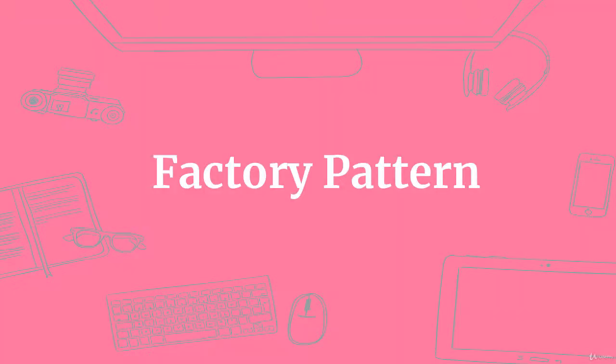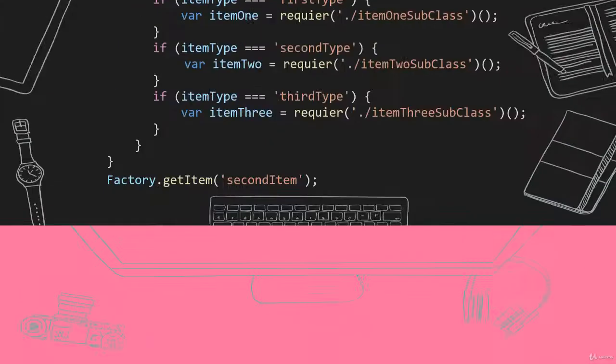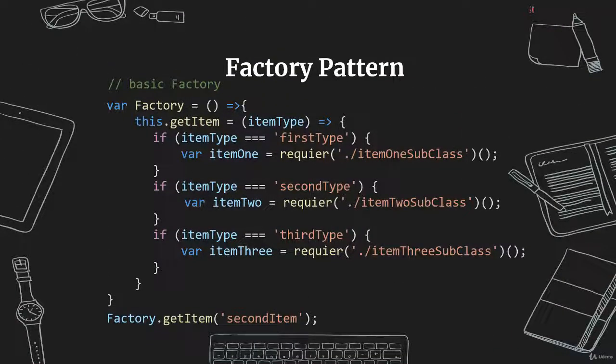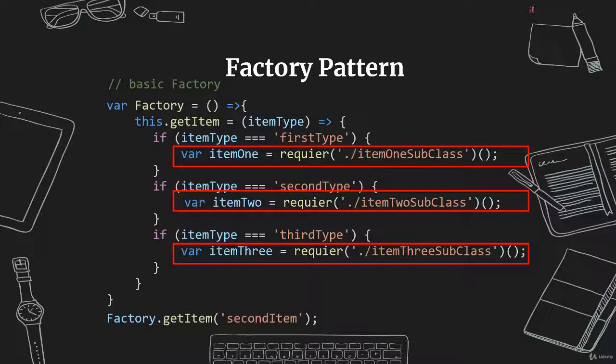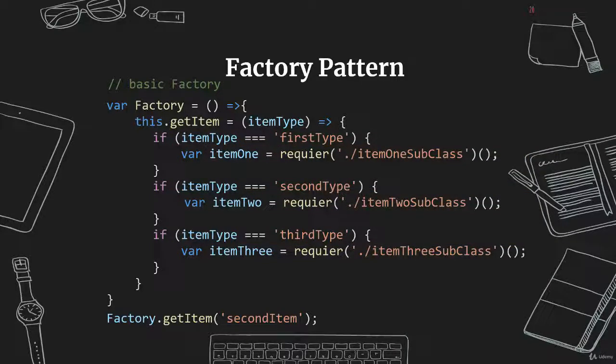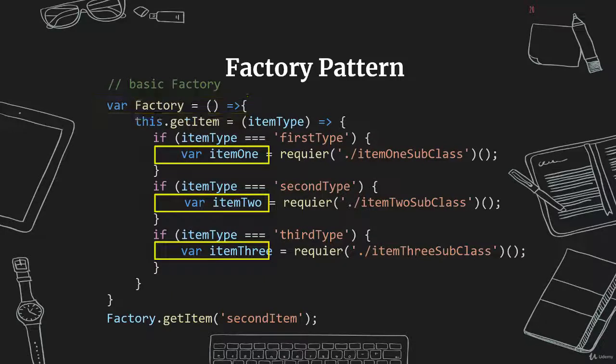One of the most simple and common design patterns in JavaScript and Node.js is the factory pattern. How does the factory pattern work? The idea is simple. Define an interface for creating an object, but let subclasses decide which class to instantiate. In other words, you have an object that creates other objects.